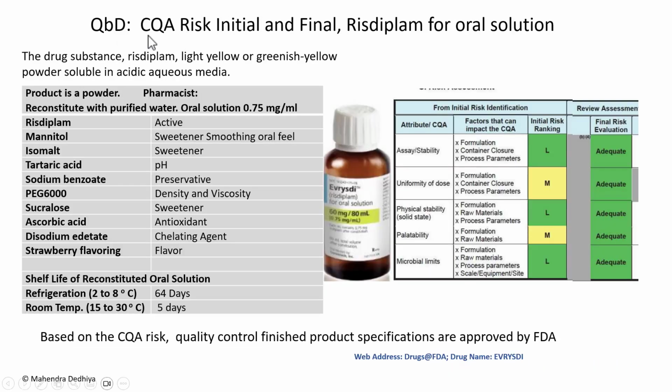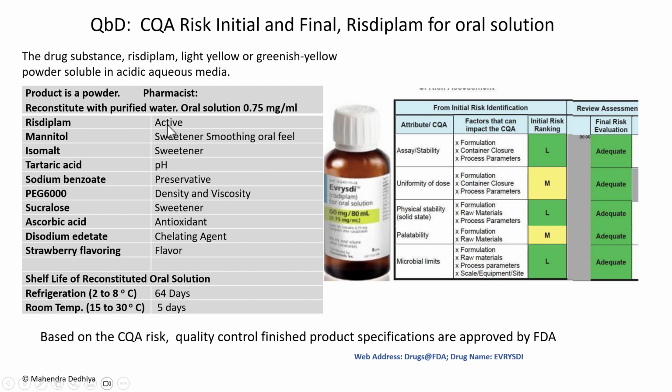Let's look at QbD, CQA risk for initial and final risk as reported by FDA during approval of the drug. The drug substance is light yellow and greenish yellow powder. Pharmacists reconstitute the powder with purified water to provide an oral solution at 0.75 milligram per ml. This is what the product looks like as a label. It's given to the consumer as an oral solution, 60 milligram per 80 ml, 0.75 milligram per ml.